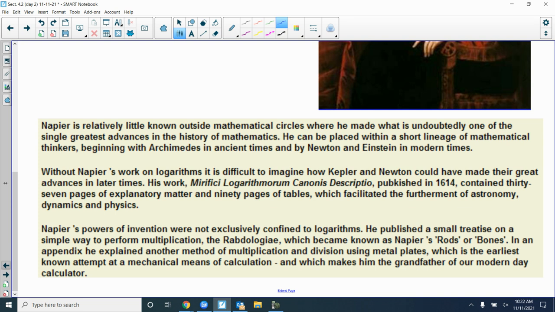Without Napier's work on logarithms, it's difficult to imagine how Kepler and Newton could have made their great advances in later times. It was published in 1614. It contained 37 pages of explanatory matter and 90 pages of tables. So it furthered astronomy, dynamics, and physics. Okay, so this is 1614.